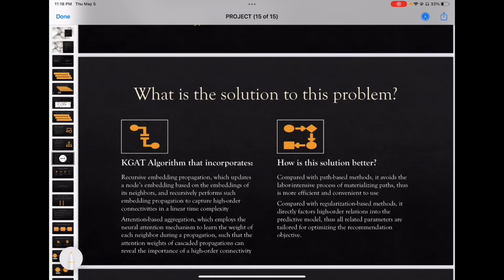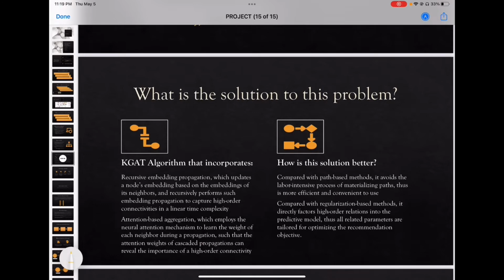So, what is the solution to this problem? Considering the limitations of existing solutions, we believe it is critical to develop a model that can exploit high order information in knowledge graph in an efficient, explicit, and end-to-end manner. So, a new method named Knowledge Graph Attention Network is proposed, which has the potential of achieving the goal but has not been explored much for KG-based recommendation.